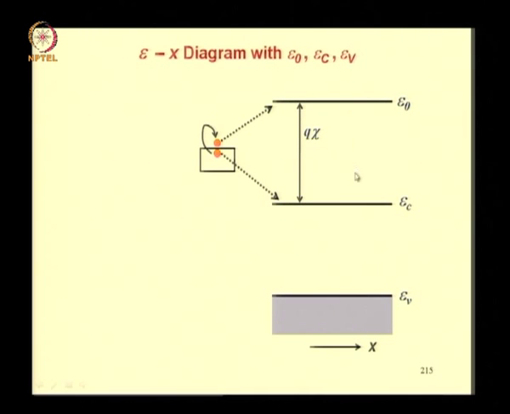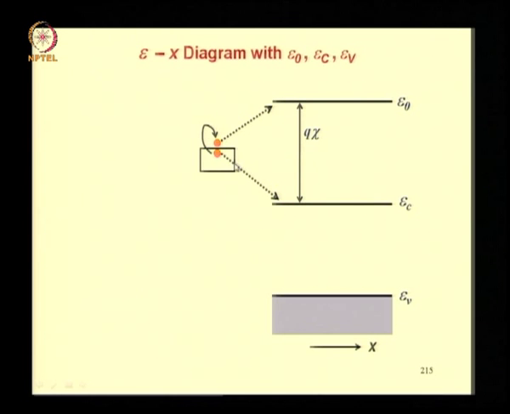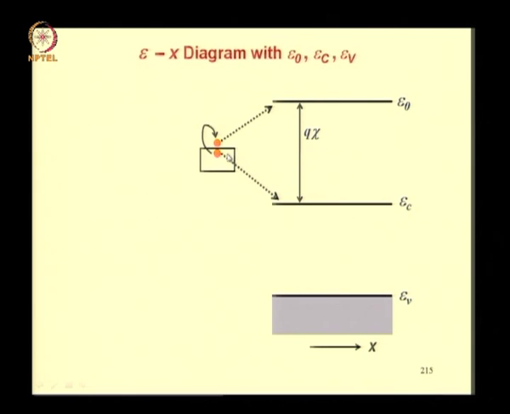The difference E naught minus EC is normally represented using the symbol Q times chi. So chi is in potential dimensions, Q chi is energy, and this is called electron affinity. Now what is the physical significance of this difference? If there is an electron inside the semiconductor that is at the conduction band edge and it is just moved out into the vacuum touching the semiconductor surface, then its energy would change by a magnitude equal to Q times chi.